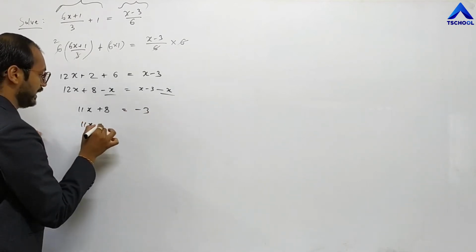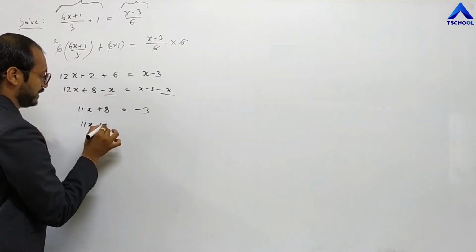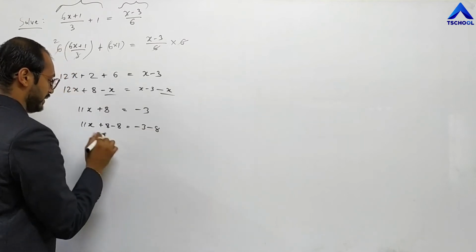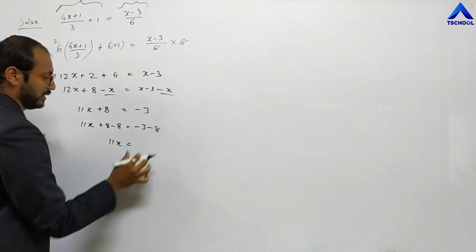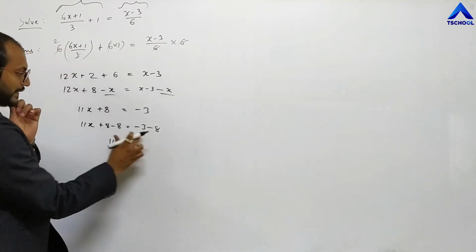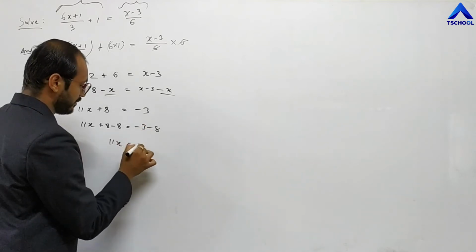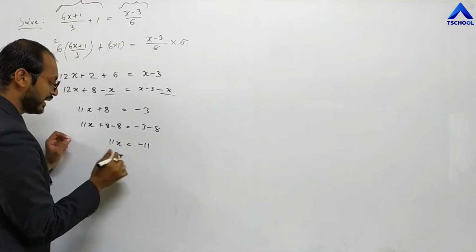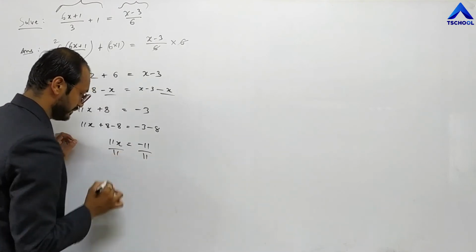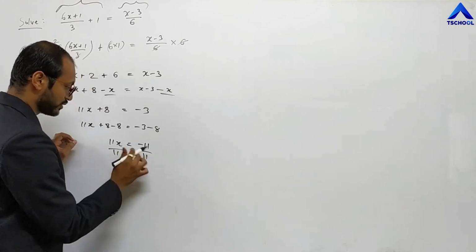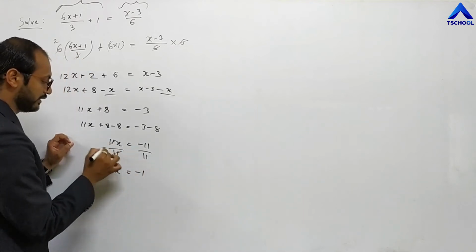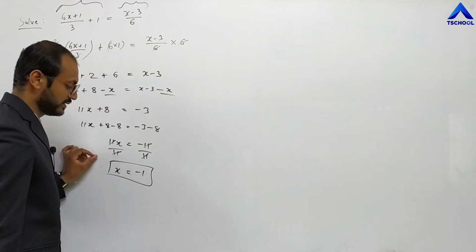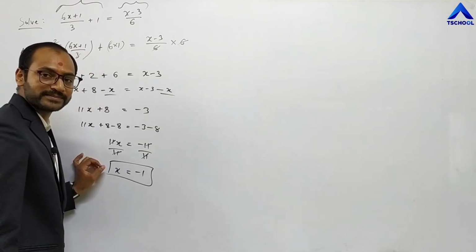Here is 11x plus 8 minus 8 equals minus 3 minus 8. Here is remaining 11x equals, this is 0, and minus 3 minus 8 is minus 11. So x equals, let me divide by 11 on both sides. What do we get here? x equals minus 1. Here 0 is cancelled, and here is remaining minus 1. So we get the answer x equals minus 1.